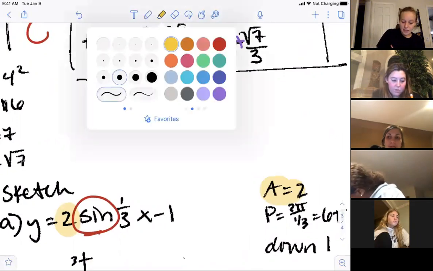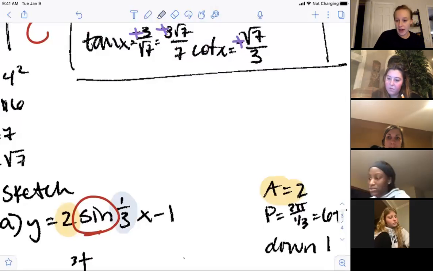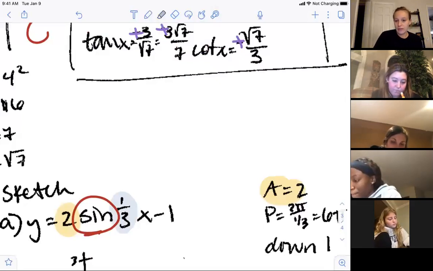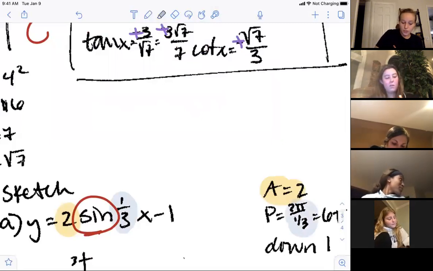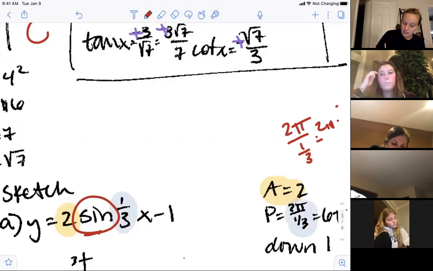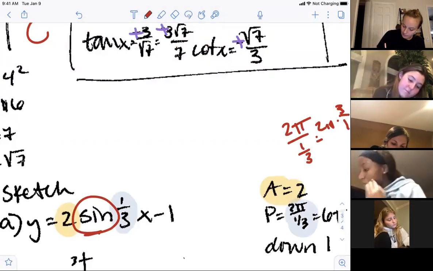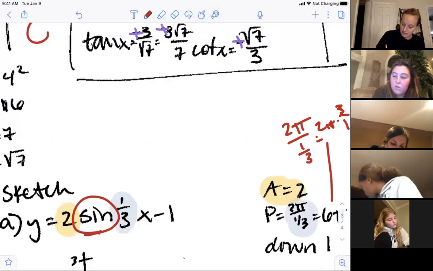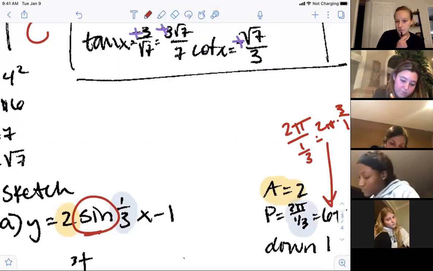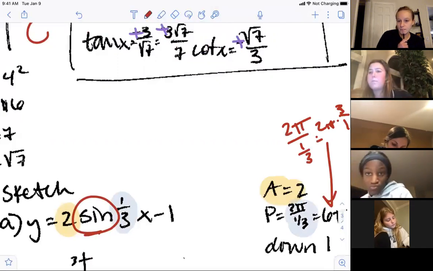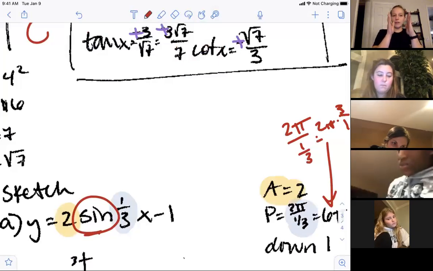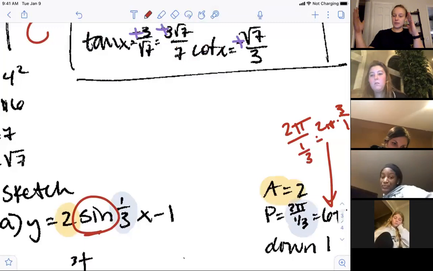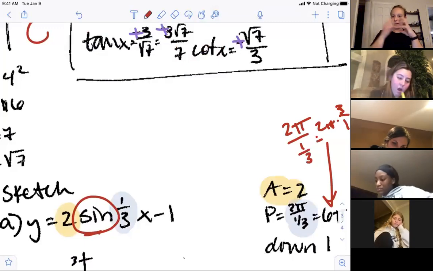The next thing is the period change comes from the number in front of x. So this 1/3 in front of x means that we have to do 2 pi divided by 1/3. Well, 2 pi divided by 1/3 is going to be 2 pi times 3/1, and that's 6 pi. So that means that instead of having to do my whole sine curve from 0 to 2 pi, I now have from 0 to 6 pi. So I'm going to kind of stretch it out a little bit.